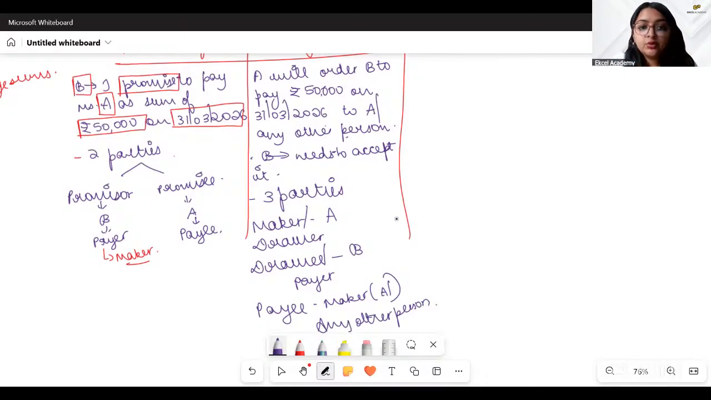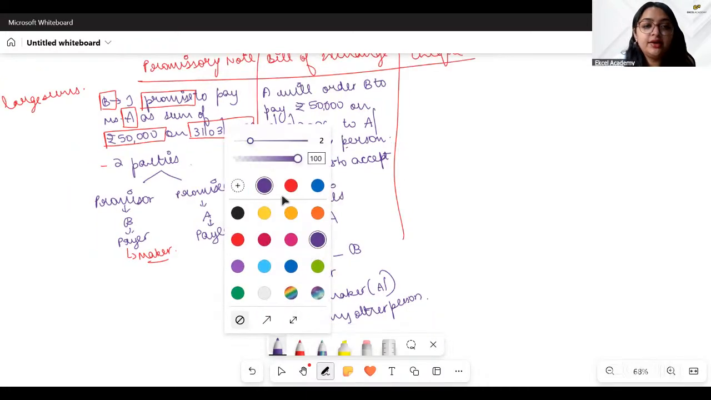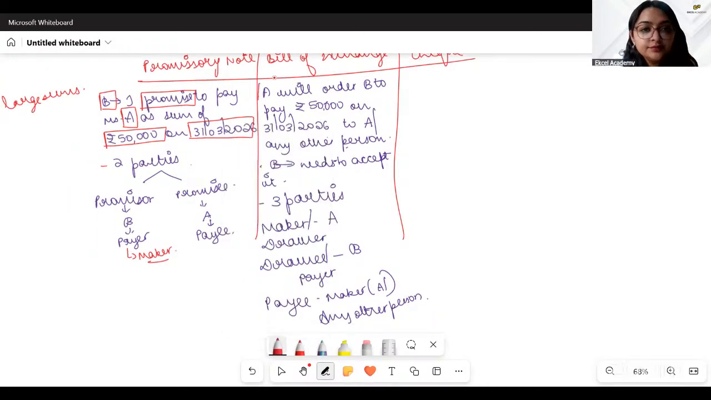So I hope you are able to understand that there are two parties in your promissory note, three parties in your bill of exchange. Now let us identify the elements. A will order, so A is the maker or the drawer. They're ordering B, so B is the drawee, to pay. So payer as well. To pay a fixed sum, a specific amount, to A, who is again the payee, or any other person. If any other person is there, that person becomes the payee. The additional condition is that B needs to accept it. So this is a bill of exchange.